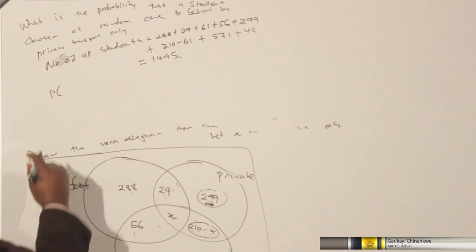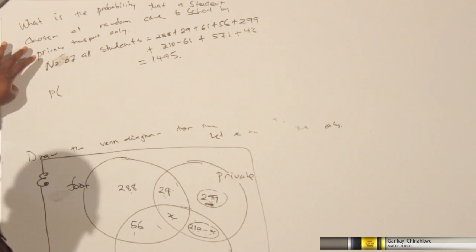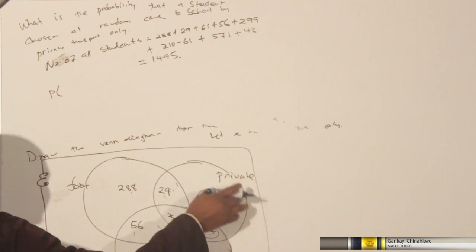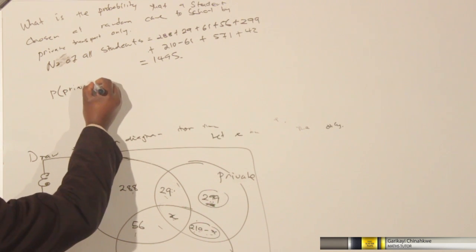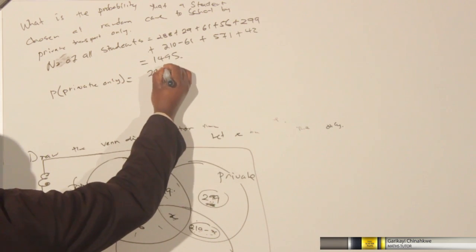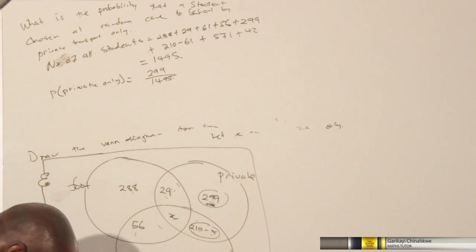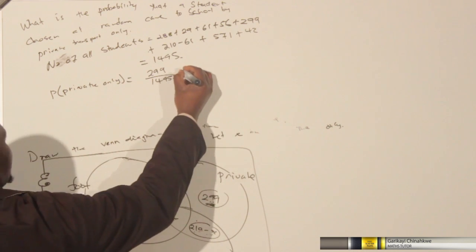So what is the probability that a student chosen at random came to school by private transport only? So you go into private transport only, which is 299. So by private only, it is 299 over 1495. That will be 299 divided by 1495, which is 1 over 5, which gives us 1 over 5.